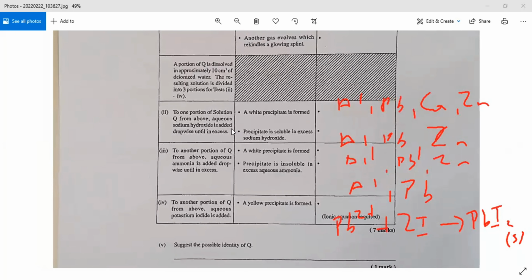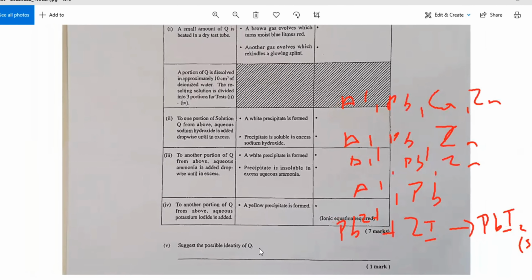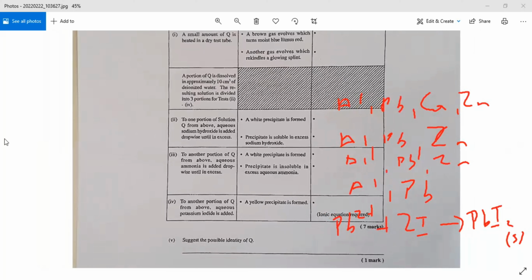If you have any questions, oh, sorry. It then says down here, let me clear all drawings. Wait, let me not clear all drawings. It says down here now, suggest the possible identity of Q. All right, so every compound that you're given is going to have a cation and an anion. It's going to have something which is positive and something which is negative. We have just identified the cation. It is obvious to us that the cation is lead. So it's a lead-based compound. Okay, now we need to find out what the anion is.